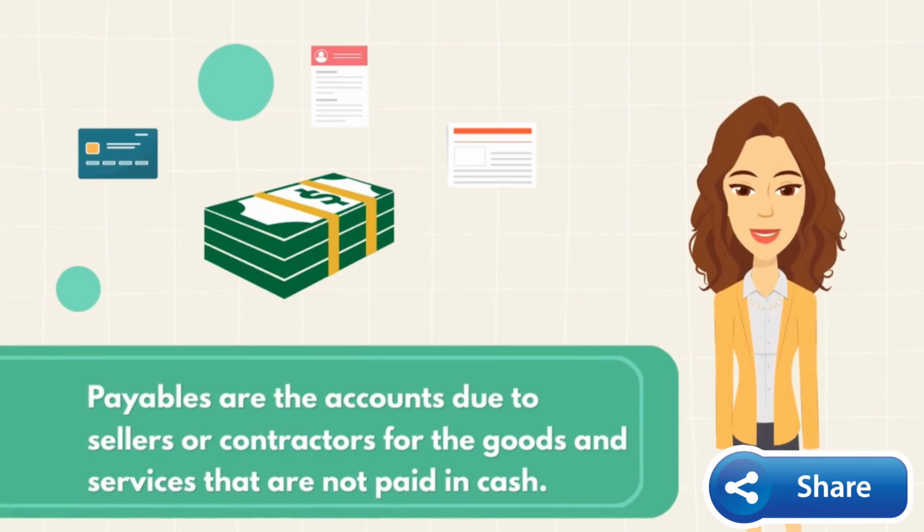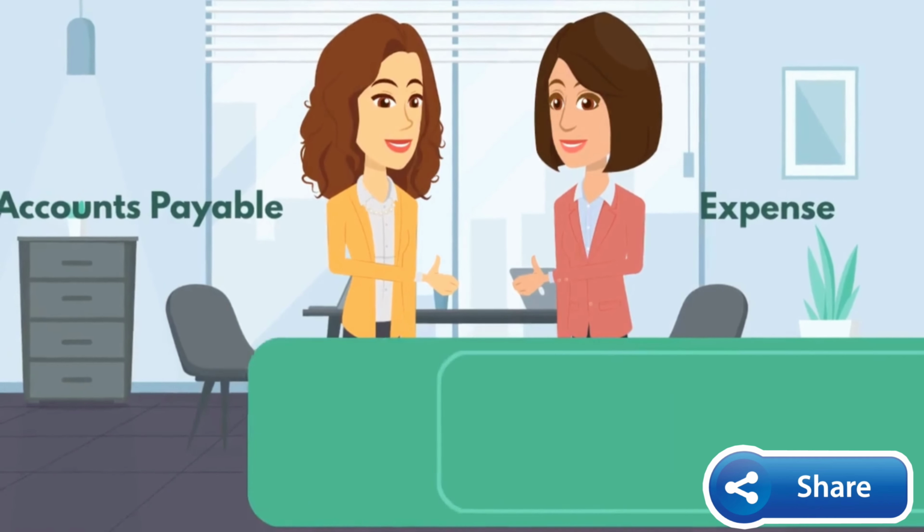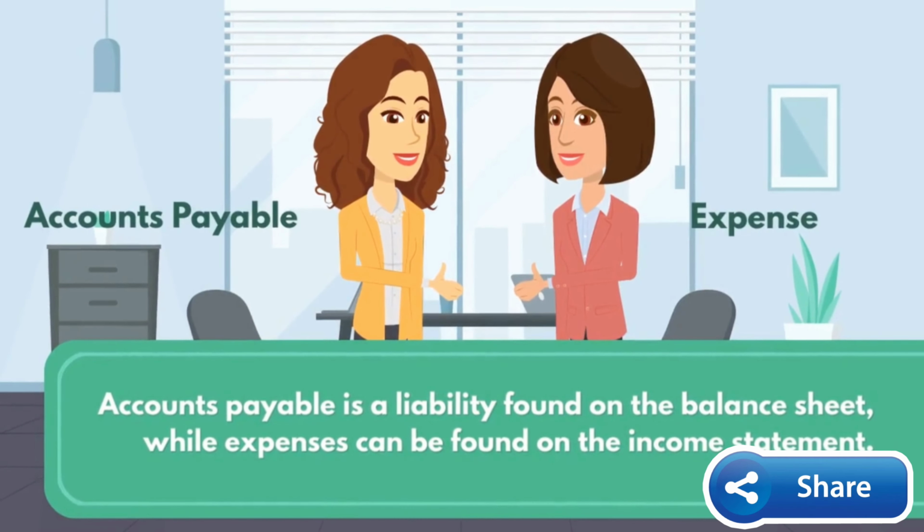It is similar to buy now, pay later. Accounts payable is a liability found on the balance sheet, while expenses can be found on the income statement. The expense incurred causes a payable, but it is distinctly separate from the payable. For example, the business paid the utilities on account.